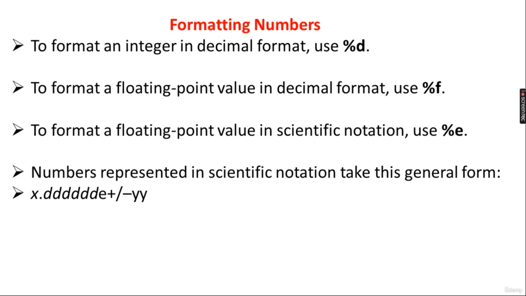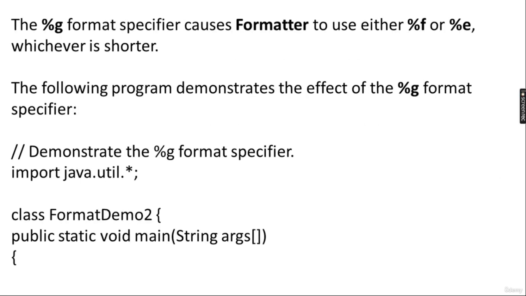To format a floating point value in scientific notation, use %e. Numbers represented in scientific notation take this general form: x.dddddd, whatever digits after the decimal point, followed by e, the exponent, plus or minus yy. So e+23 like this, or e-10. The %g format specifier causes the formatter to use either %f or %e, whichever is shorter. Now we will see an example in detail.